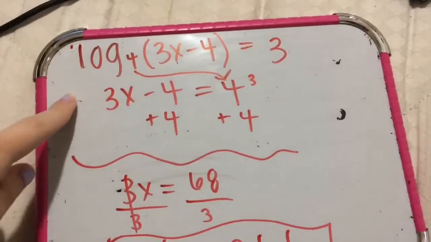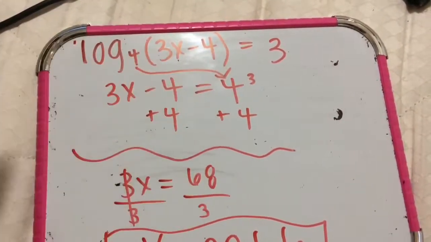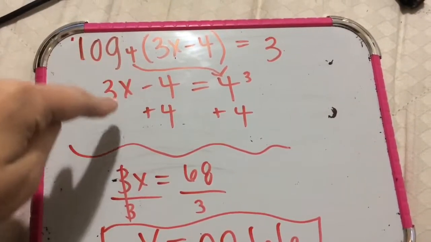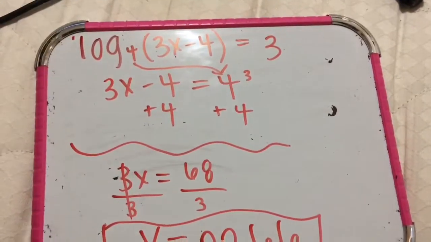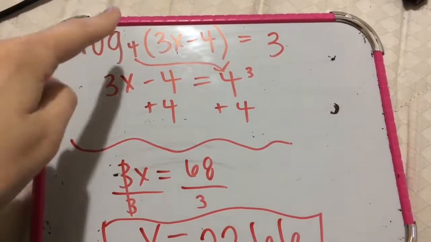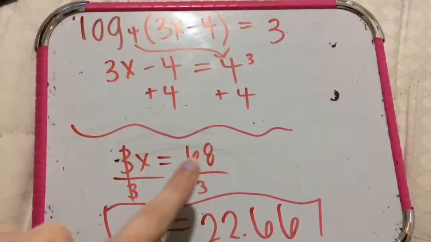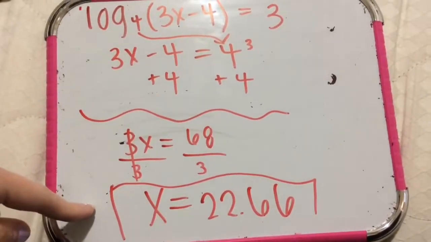So, log base 4 of 3x minus 4 equals 3. So, basically taking the log away and then bringing this down here. 3x minus 4 equals 4 to the third power. So you put that 4 there and then add 4 and you'll get 3x equals 68. Divide by 3, both sides, and you'll get x equals 22.66.